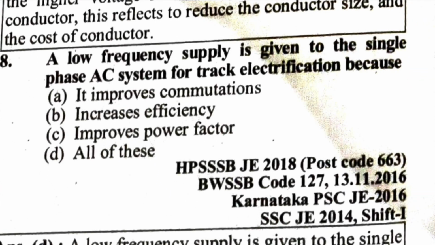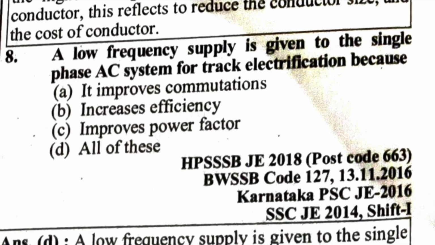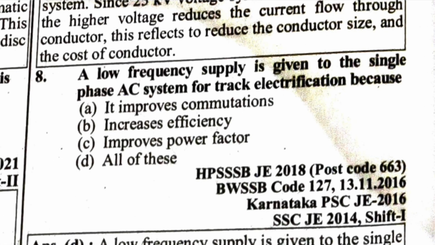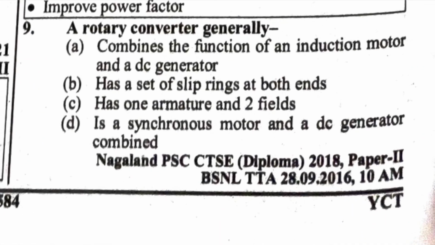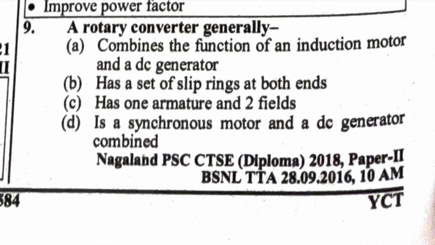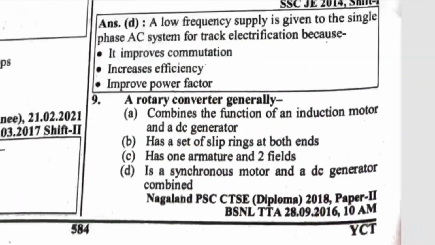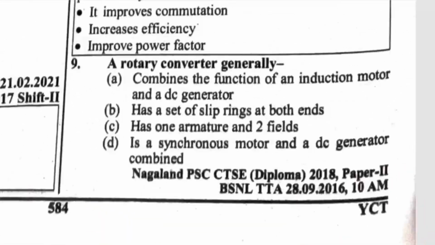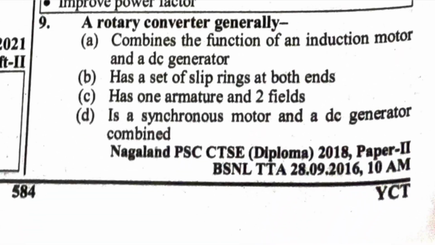A low frequency supply is given to the single phase AC system for traction electrification because it improves commutation, increases efficiency, improves power factor. All. A rotary converter generally is a synchronous motor and a DC generator combined.